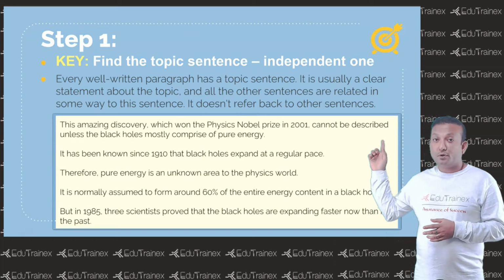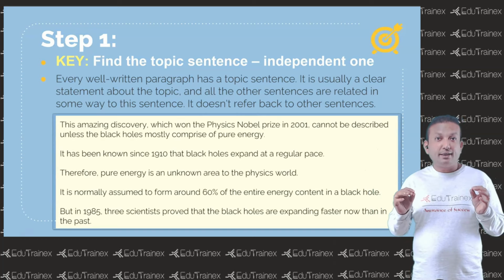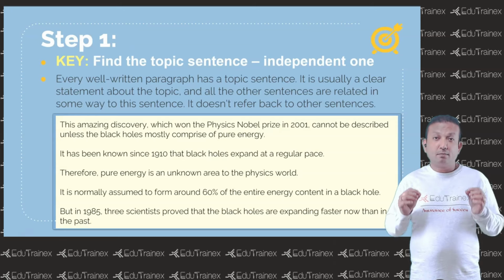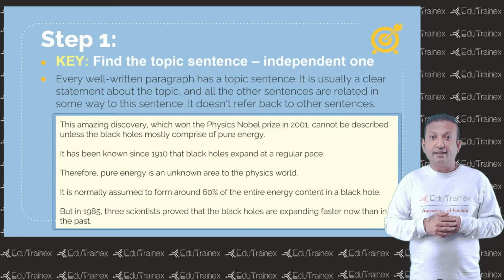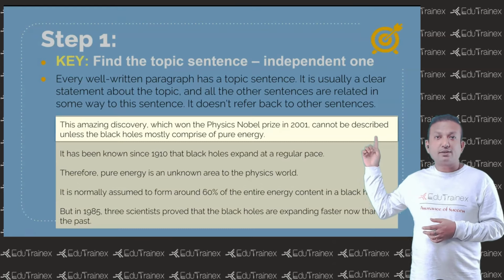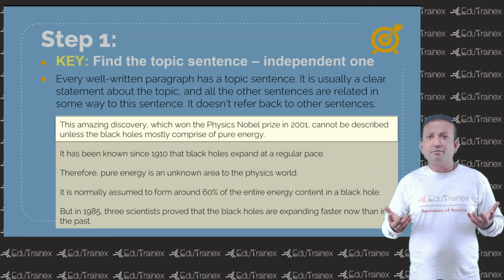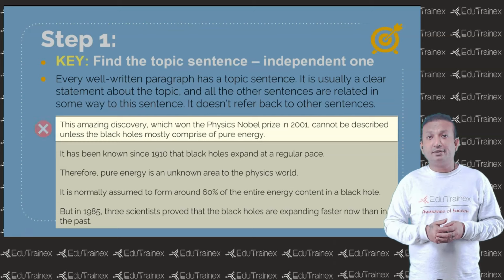Look at the paragraph shown on the screen and try to determine the independent sentence here. Use grammar to help you. The independent sentence will not have any pronouns referring to a noun in any other sentence, but sometimes it may still start with a pronoun. I'll explain this detail in the next slide. So let's examine the sentences one by one. The first one starts with "this amazing discovery." Ask yourself, which amazing discovery is it talking about? So how can this be an independent sentence when it is referring to something which is not discussed here? Cross this one.